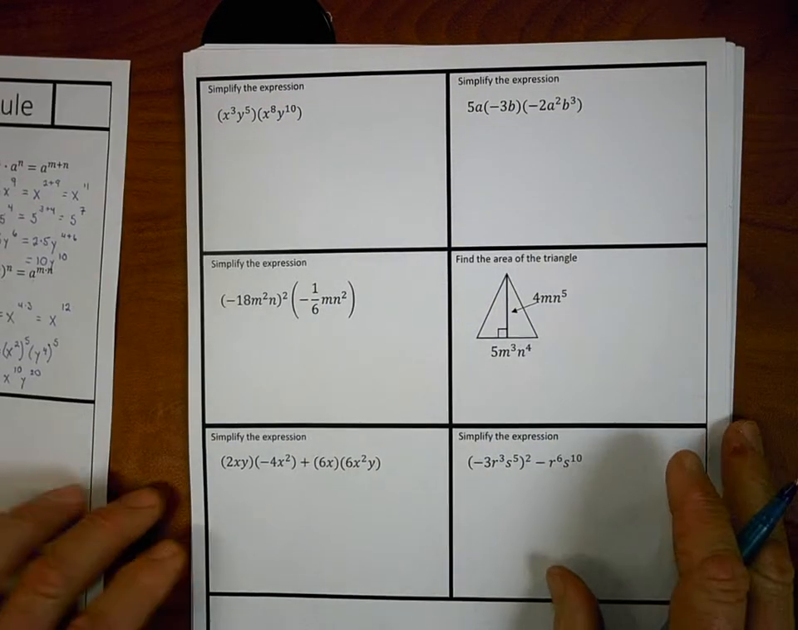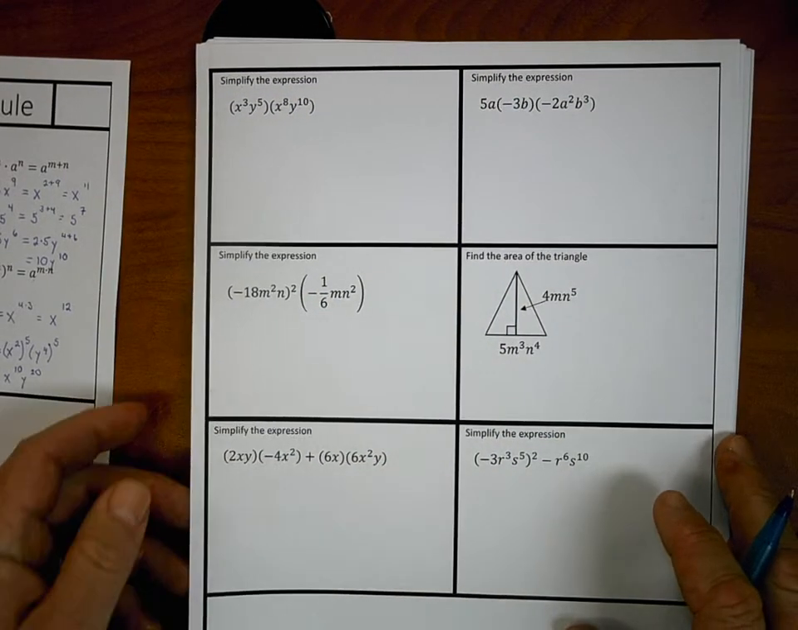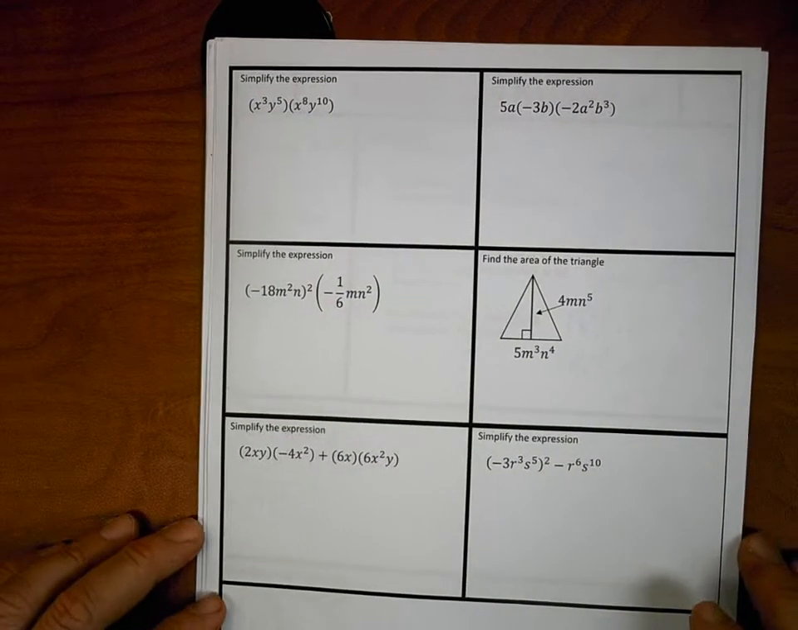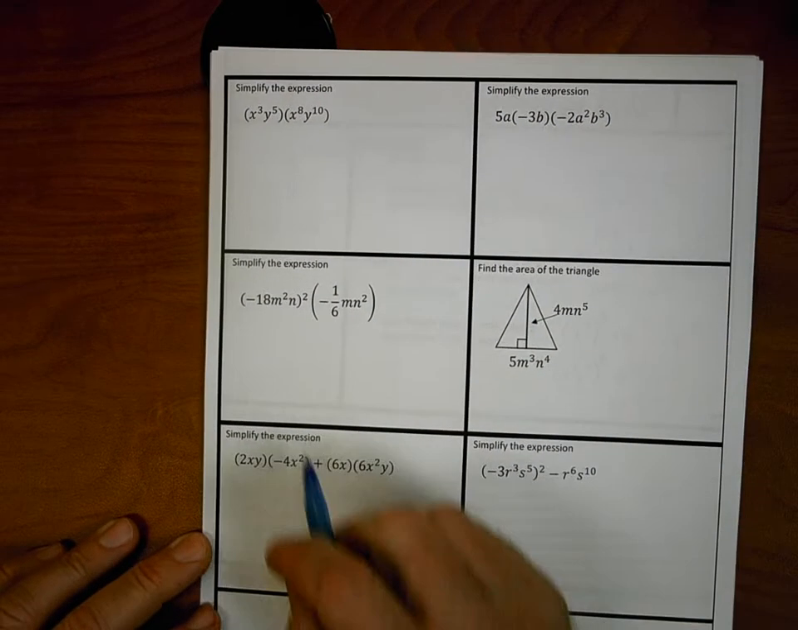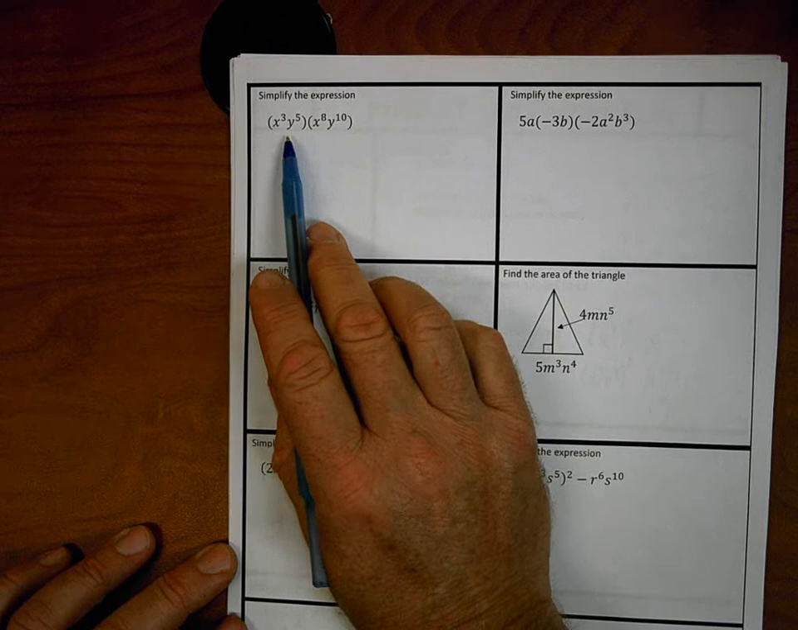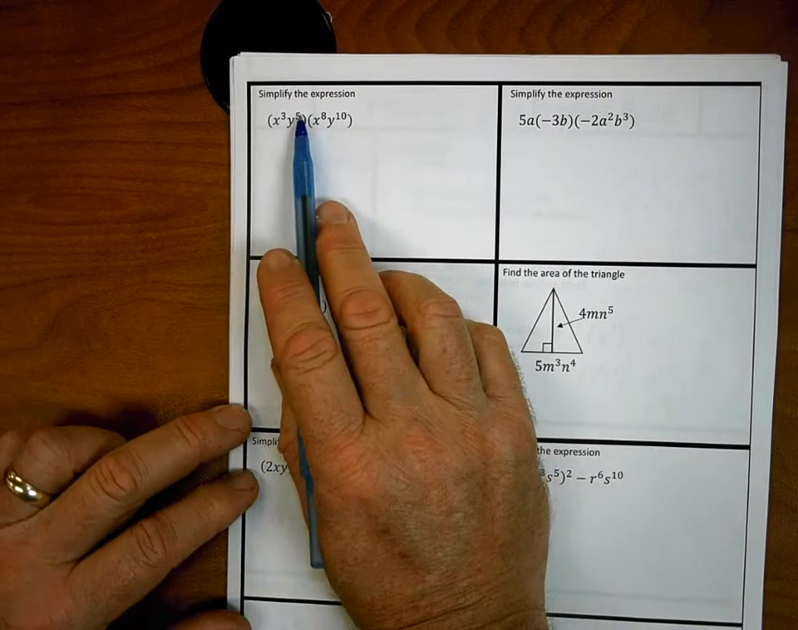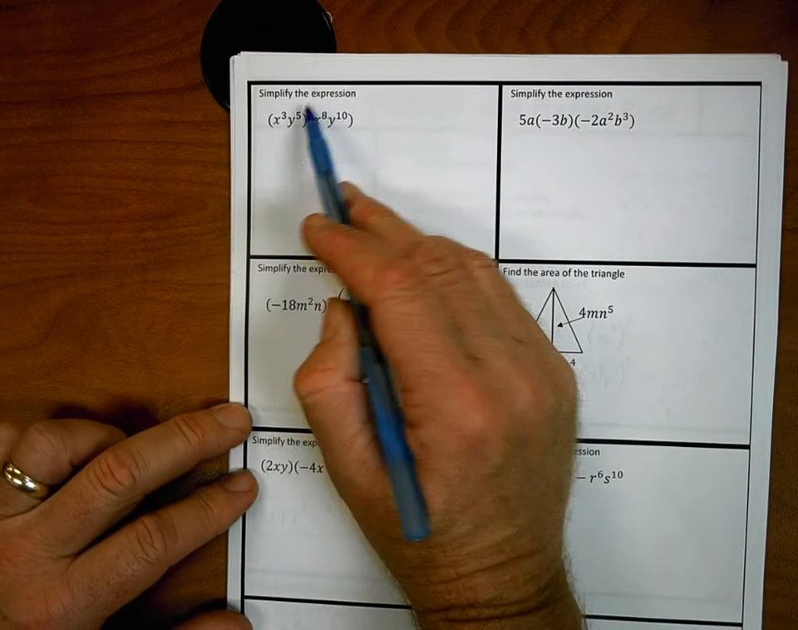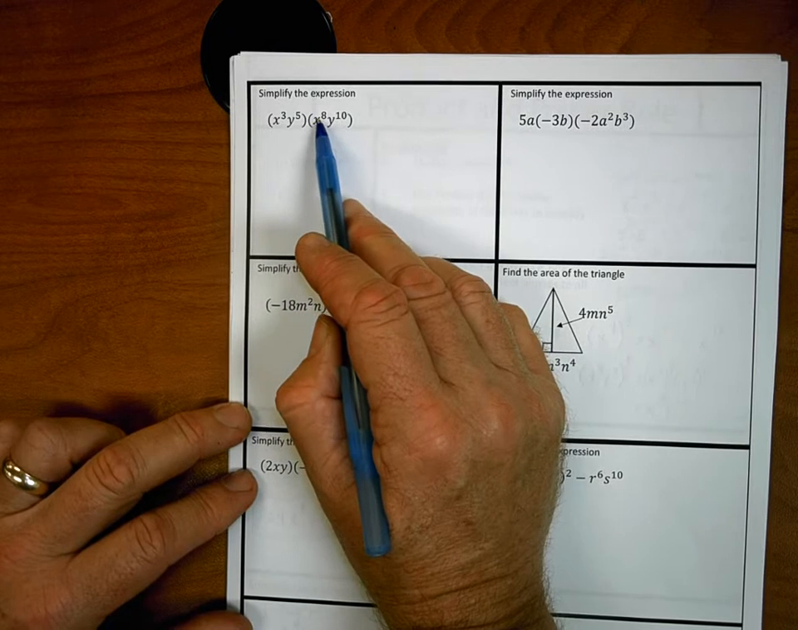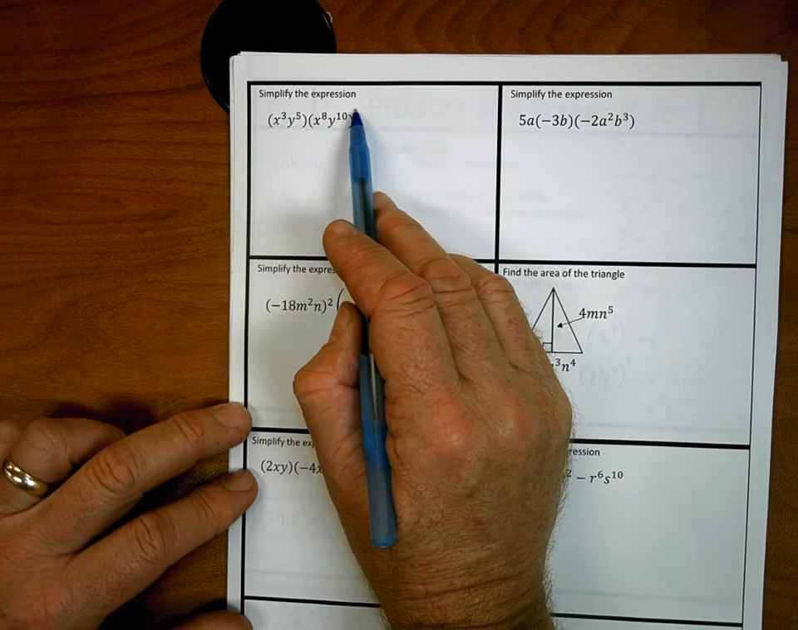All right, moving over to this next problem here. So I'm going to simplify this one, and you can see we do have some examples. We're not going to do them all. So in this problem here, I have x to the third, y to the fifth, no outside power. And I'm multiplying it by x to the 8th, y to the 10th, no outside power.